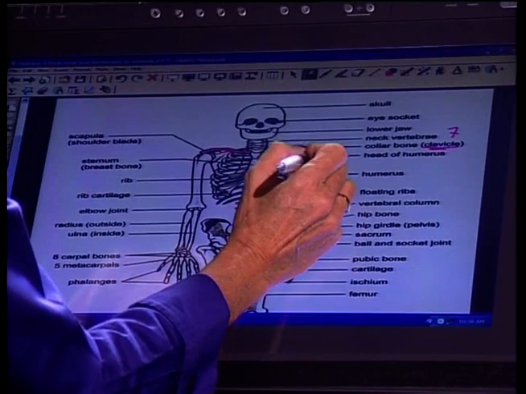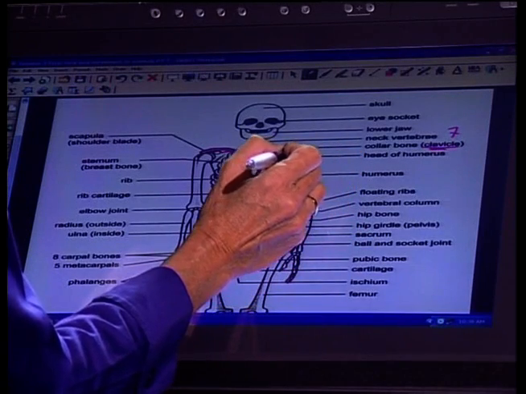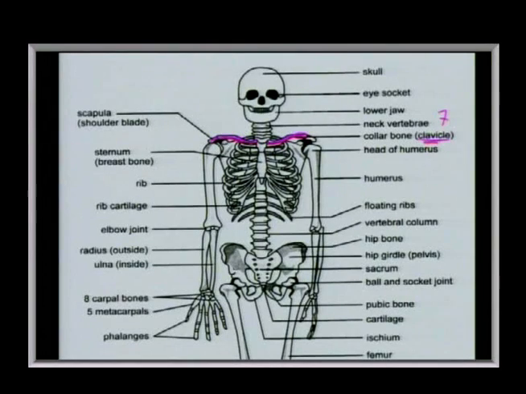So you have the head of the humerus. The humerus fits into this thing here, which is called the scapula. And the scapula is the shoulder blade. Remember, the shoulder blade is a flat bone. Then we have the rib cage, and in the middle of the rib cage is the sternum.